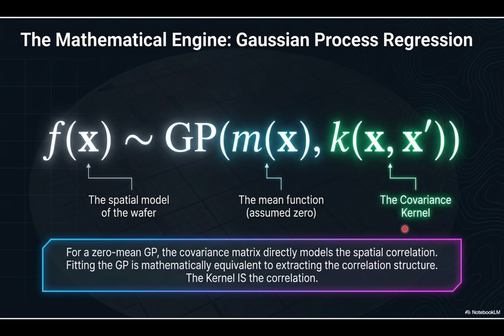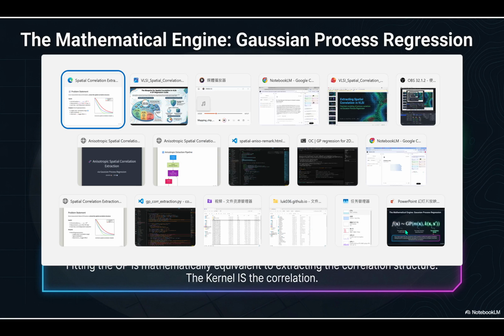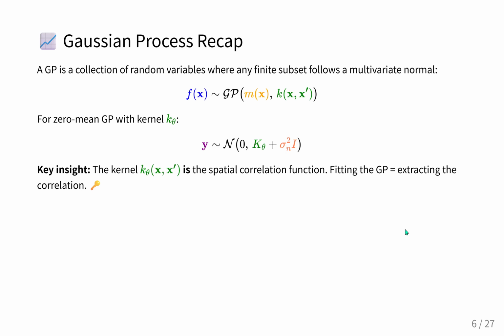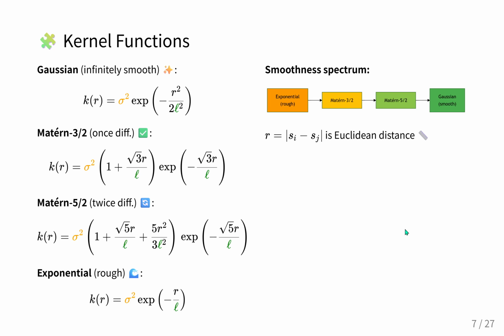Then, on the complete opposite end, you have the exponential kernel, which is just rough. It's like hiking over a jagged rocky mountain range. Every step is a sharp change. And then in the middle, you have the Matern kernels. You've got Matern 52, which is twice differentiable, and Matern 32, which is once differentiable. They sit on the spectrum between the glass hill and the jagged rocks.